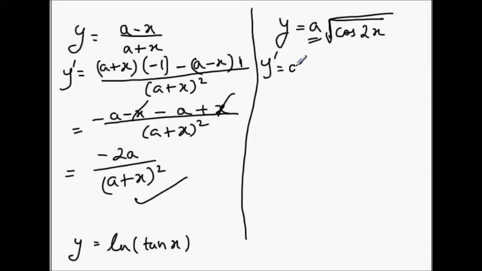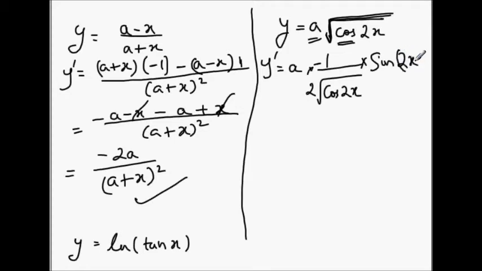So a stays as it is because it's multiplication. The square root function is the outermost one, so this is 1 over 2 square root of the thing that is inside the square root. You don't change that. The next function is cos, which becomes minus sine, so I put the minus here, sine, and leave the rest of the function as it is.